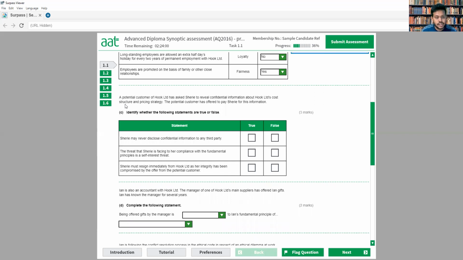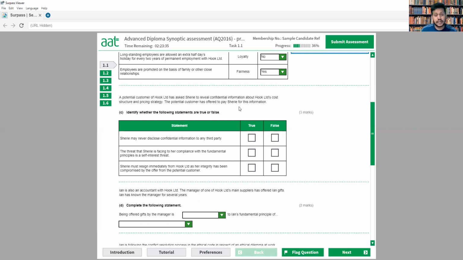a potential customer of Hook Limited has asked Suri to reveal confidential information about Hook Limited's cost structure and pricing strategy. The potential customer has offered to pay Suri for the information. So basically, let's say you work for Tesco and Sainsbury asks you from where Tesco buys all the products. So who is their supplier?